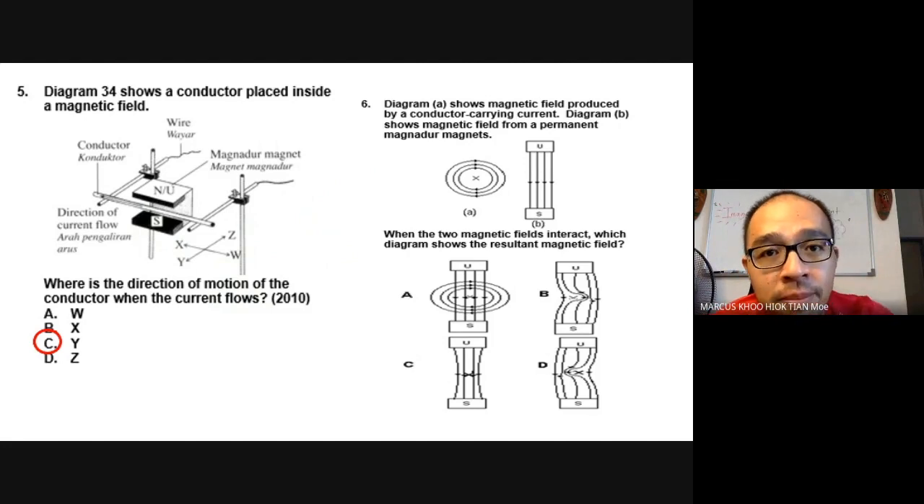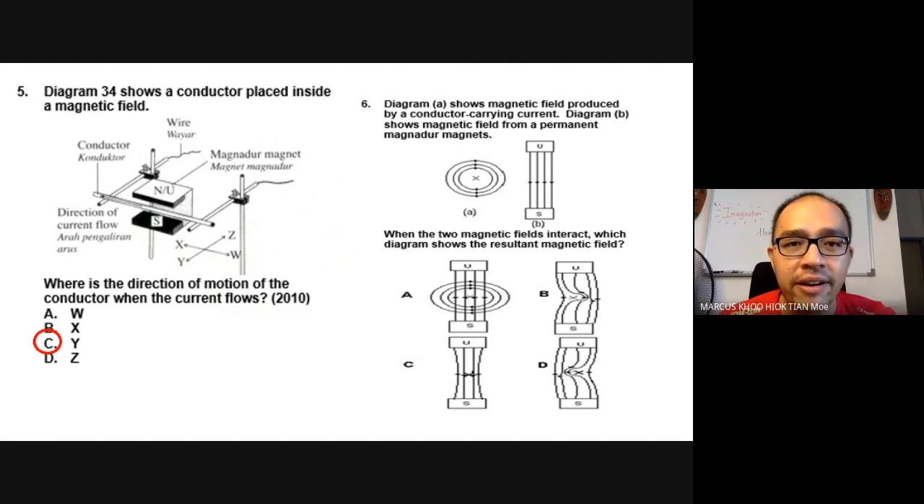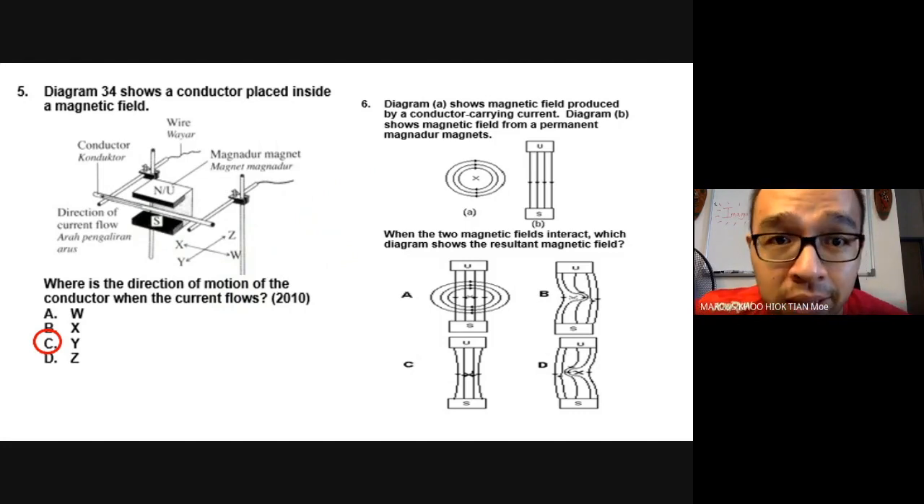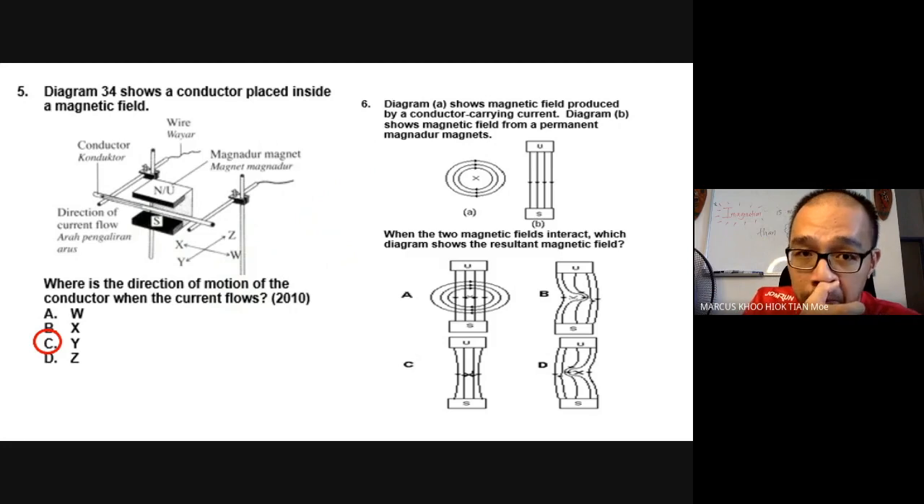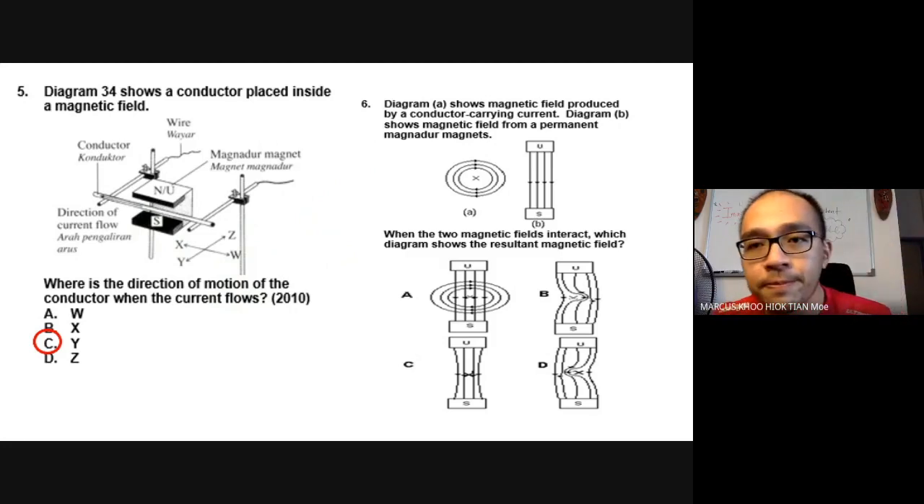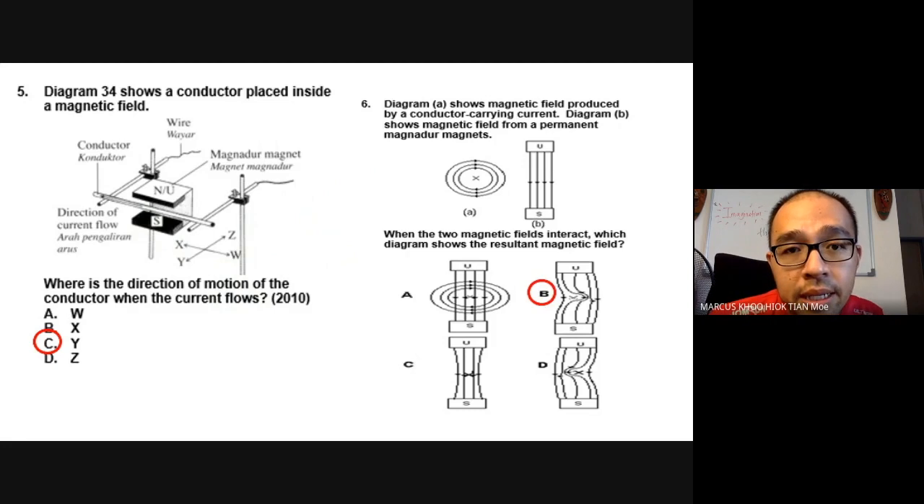Diagram A shows a magnetic field produced by a conductor carrying current. Diagram B is a permanent magnet. When the two magnetic fields interact, which diagram shows the resultant magnetic field? Okay, where is the resultant magnetic field? Daniel, can you answer this, please? B. Okay, very good. The answer is B.